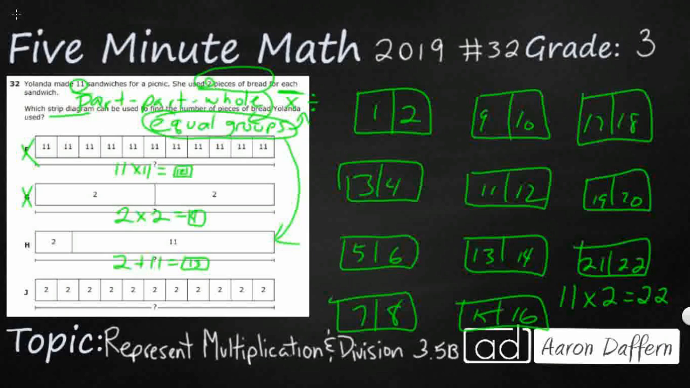But take a look at J. You probably already noticed it. We've got 11 groups, and inside each of these groups, we have 2. So we have 11 groups of 2, and that is going to best represent our 22 slices of bread. So our answer is going to be J. That is the correct strip diagram.